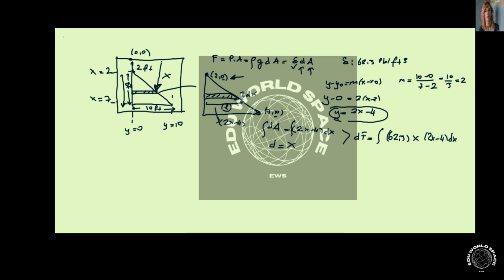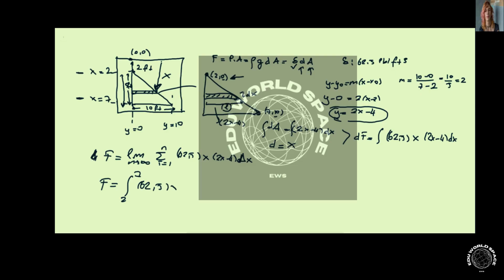Now we would need to integrate it. We can also write this as a Riemann sum. So the total force would be the limit as n goes to infinity of the summation of all those thin strips from 1 to n, 62.5 multiplied by x times 2x minus 4 dx, or delta x. We can convert that into an integral, where the limits of the integral will be the limits of x. We said that x changes between 2 and 7 for this given right triangle, so it will be from 2 to 7.